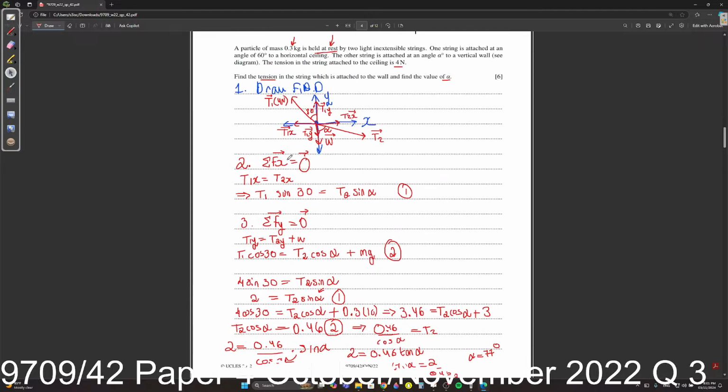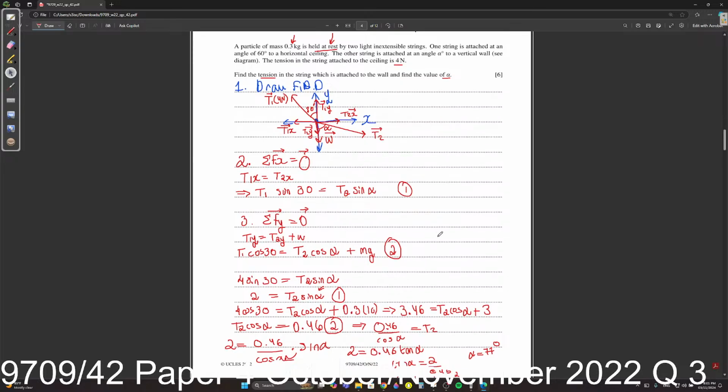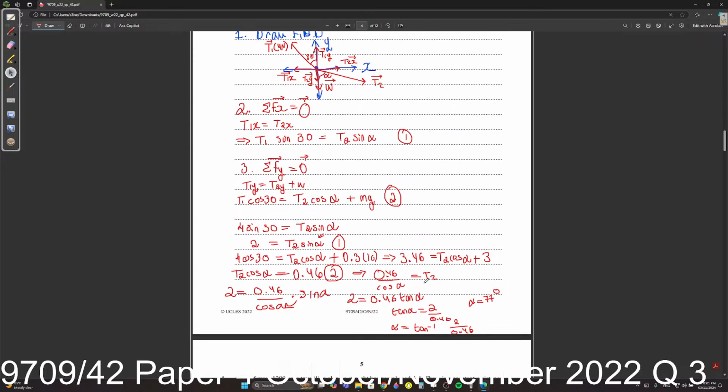Guys, obviously don't skip lines in your work. Try and use as much space as you can. So all of this I should have written here so I can have more space. But anyway, you get alpha equals 77 degrees, okay?